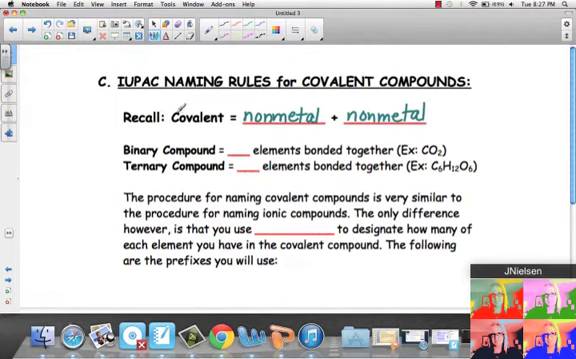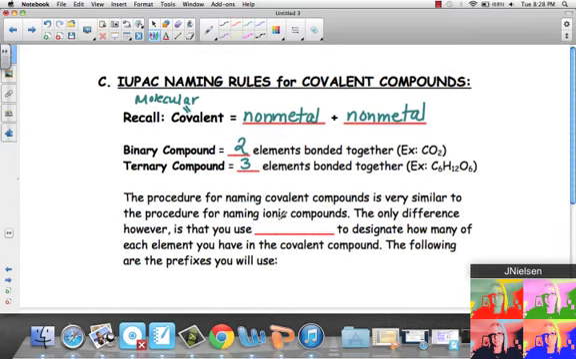Remember also that you might see the word molecular, and we are going to use molecular and covalent synonymously. I also spoke to you about a binary compound, and we talked about ionic compounds. Binary means two elements bonded together, and ternary means three elements bonded together, but it could be more than three too.